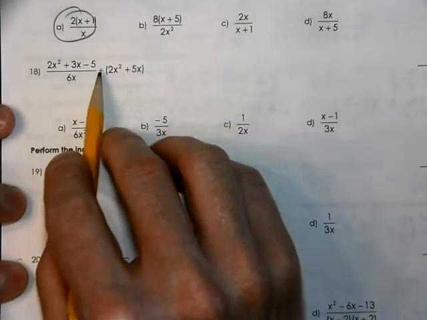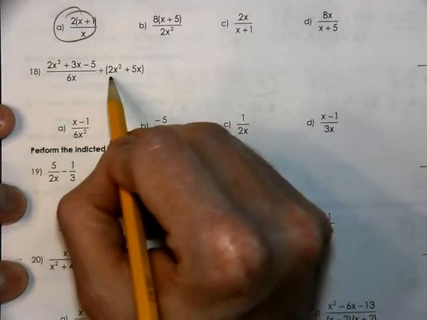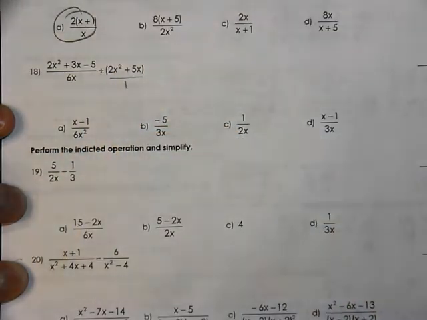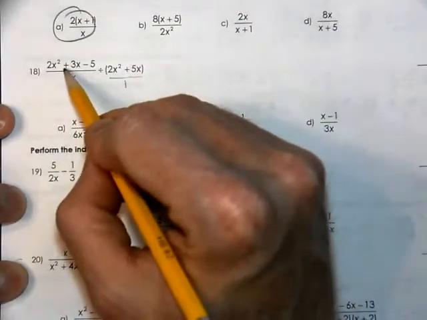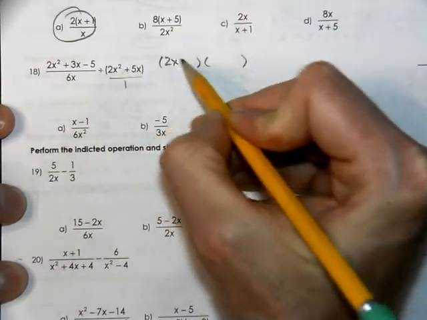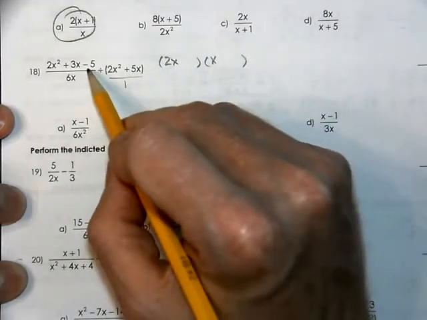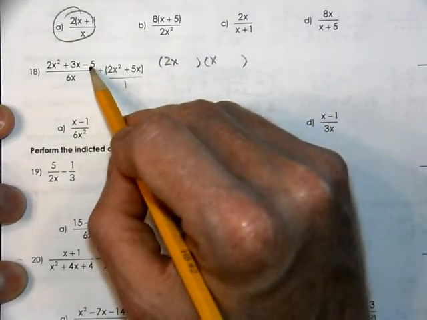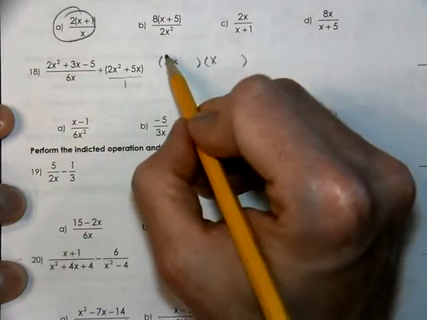Again, you're dividing by this value. This value is always over 1 if it's not currently a fraction. So we'll factor out this top part, which would be 2x and x. I know that to multiply to be 5, there's only one way to do that, which is 5 and 1, so I know I'm going to have 5 and 1 here.